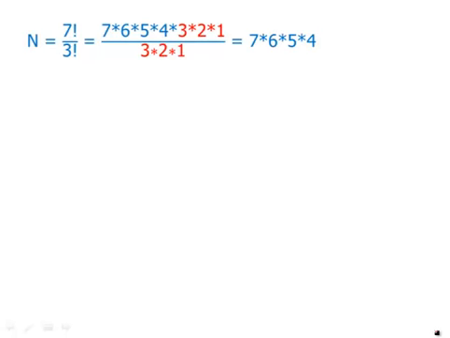So we'd have to do 7 factorial divided by 3 factorial. And of course what we could do, we could cancel the 3, 2, and 1. Then when we multiply, we get 7 times 6 times 5 times 4. 5 times 4 is 20. 7 times 6 is 42. 42 times 20 equals 840. There'd be 840 different arrangements of the 7 books.